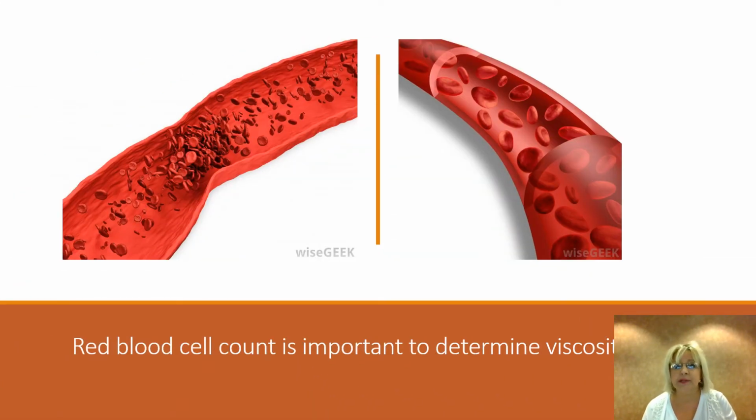The number of red blood cells circulating determines the blood viscosity. So an excessive amount of red blood cells that cause a more sluggish blood flow can be a problem. So the greater the blood vessel surface area that meets the blood, the bigger the resistance to flow. So the surface area is determined by the length and the radius of the blood vessel.